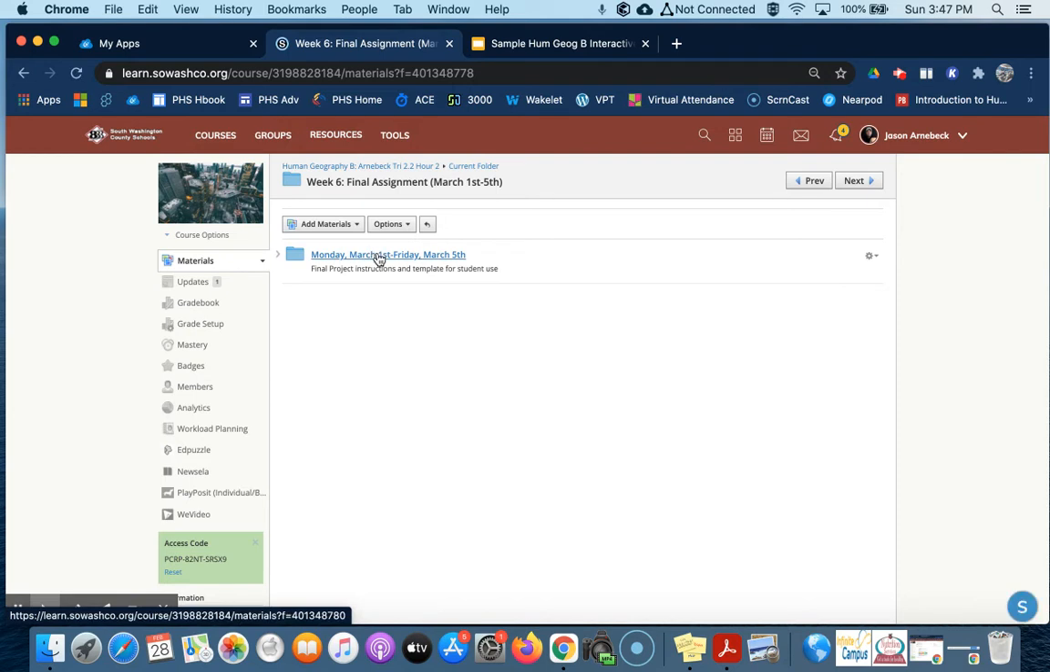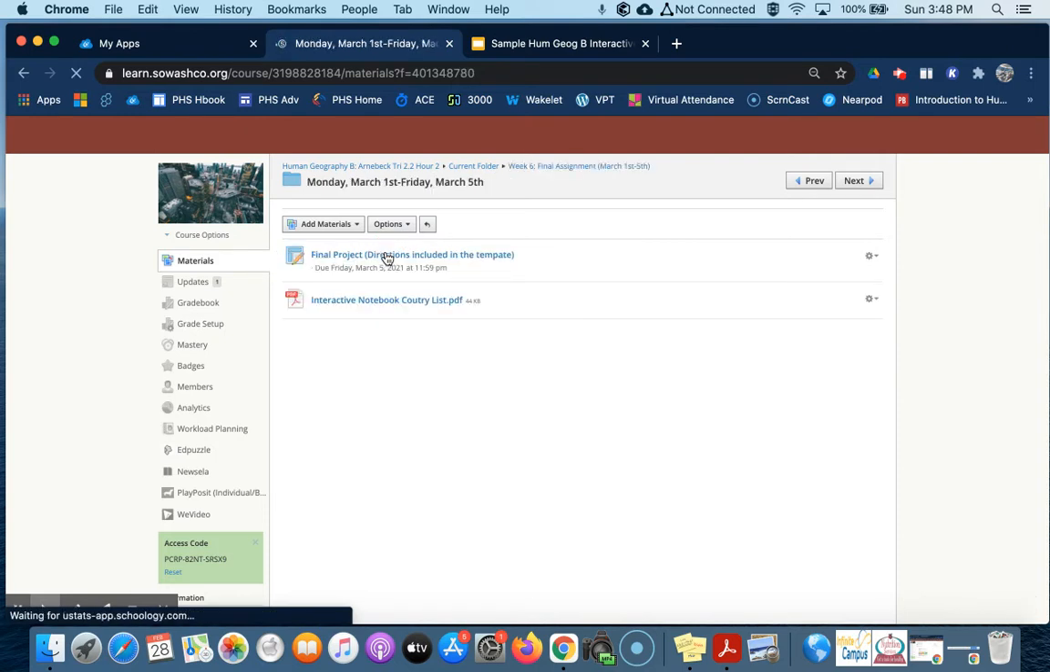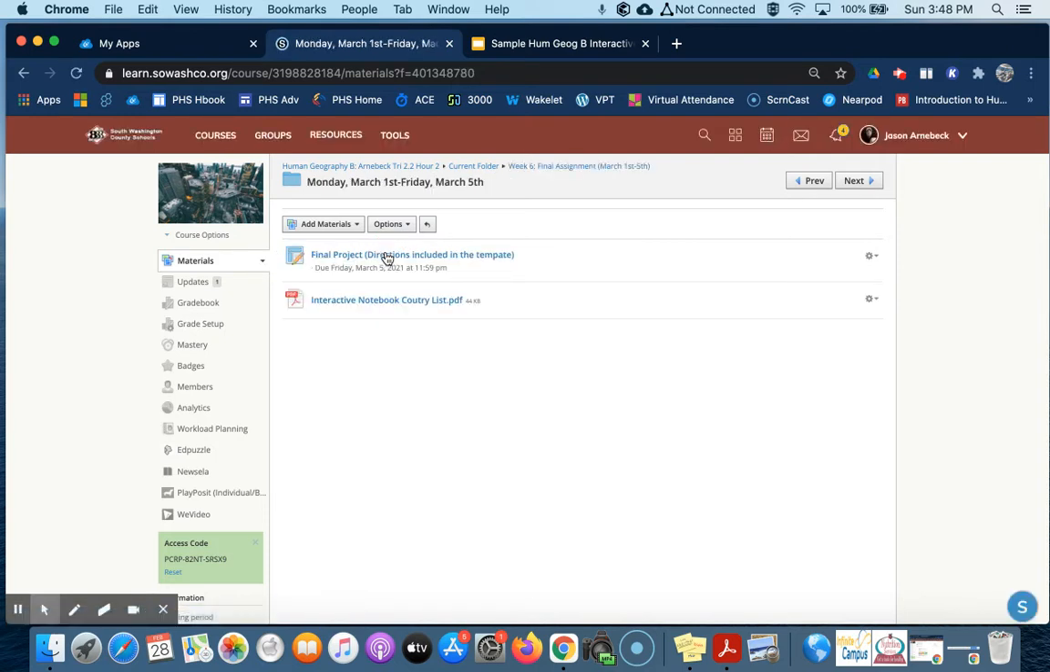Rather than having different folders for Monday, Tuesday, Wednesday, Thursday, Friday, the materials we need for the week are located in one folder. So you open up that folder and you're going to find there are two items that you need to be concerned with.